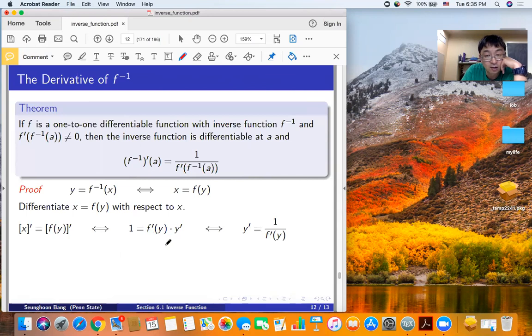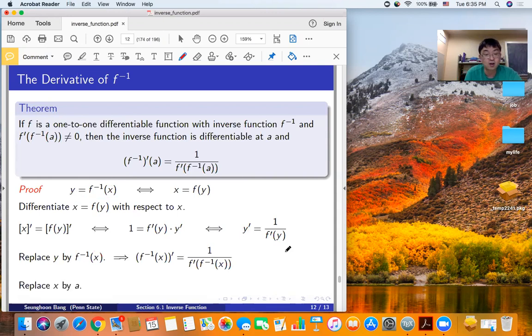We have it. So next, what is y? Y is inverse of f of x here. So you plug inverse f of x, this is exactly the y, into here. We have this result. Last one, replace x by a. That's it. We have this result. This is the idea.